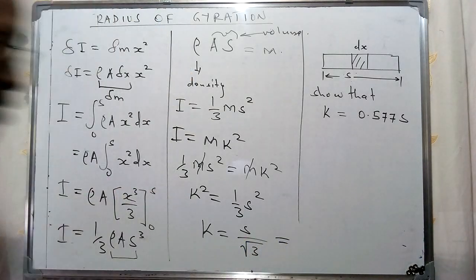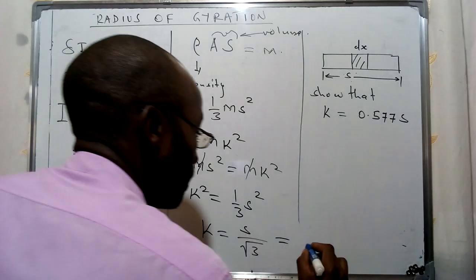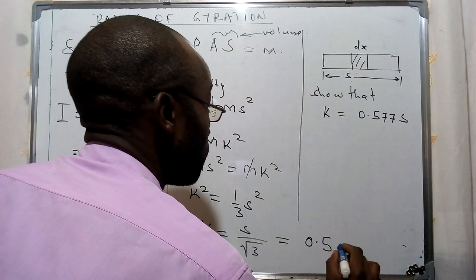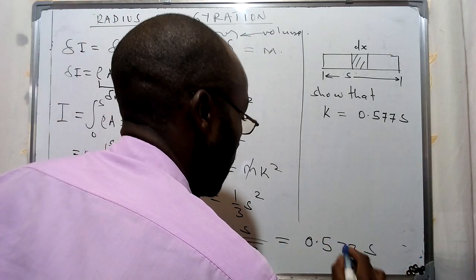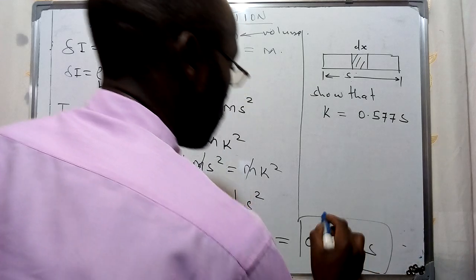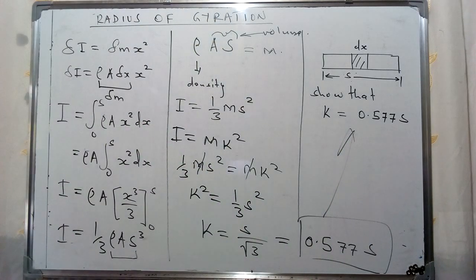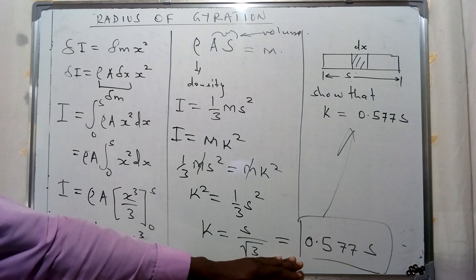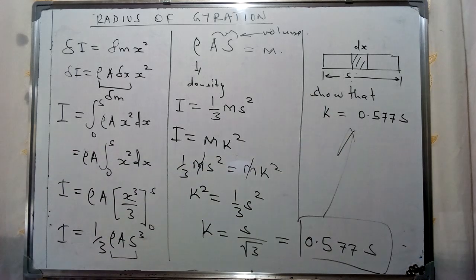So in doing our evaluation, this is going to give us the value of k as 0.577 s. And that is going to be our proof that for a rod rotating about its end with a length of s, its radius of gyration can be given in terms of these values.